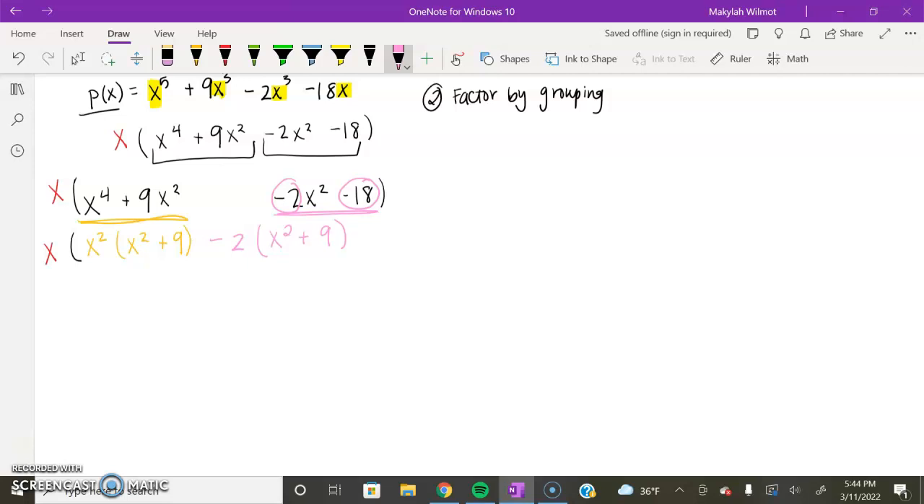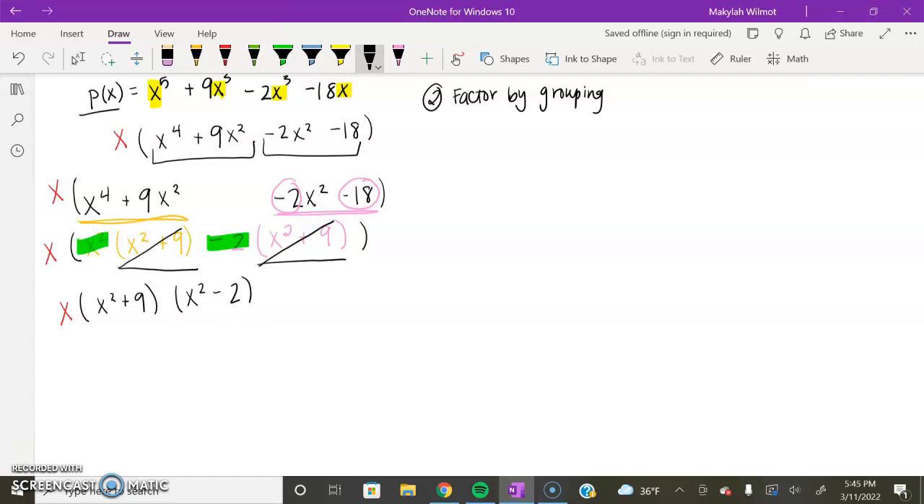Well, looking at this, oh, wait, we don't put something. Look at that. Now we have like terms again. So we have x, parenthesis, x squared plus 9, and that'll take care of that and that. Let's look at what's left. We have an x squared minus 2, x squared minus 2. Okay? So we have all of that.